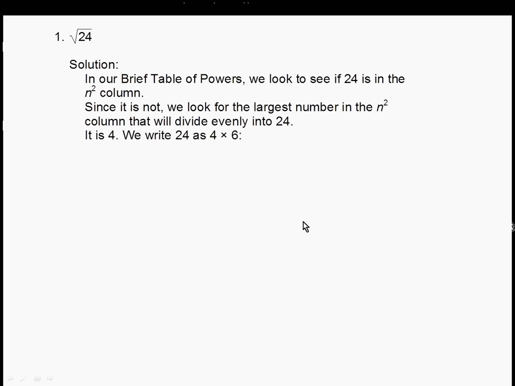Turns out it's 4. So we can write 24 as 4 times 6. Now don't use 8 times 3 because neither 8 nor 3 is a perfect square. We're picking 4 times 6 because 4 is a perfect square. So the square root of 24, I'm writing it as square root of 4 times 6. I now use one of my properties of radicals. I can write this as the square root of 4 times the square root of 6. And the square root of 4 is 2. So I have 2 square root of 6. That's your final answer. That's the simplified form.